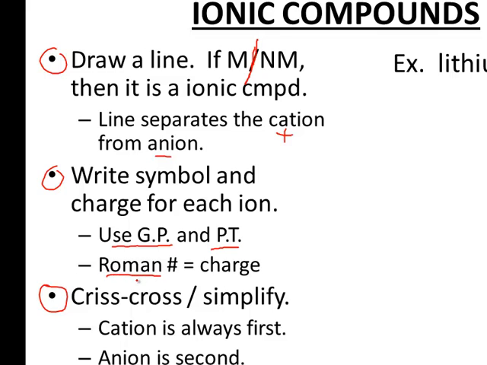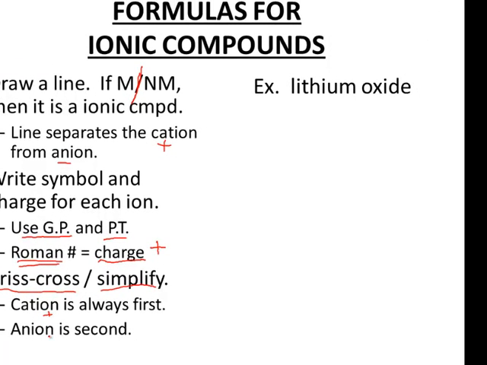Remember from just before, Roman numerals equal the charge. So if we have a Roman numeral, that's how much positive charge. Remember, it's always positive if we have a Roman numeral. And then we're going to crisscross and simplify if we need to. Cation is always written first. The anion is always written second.